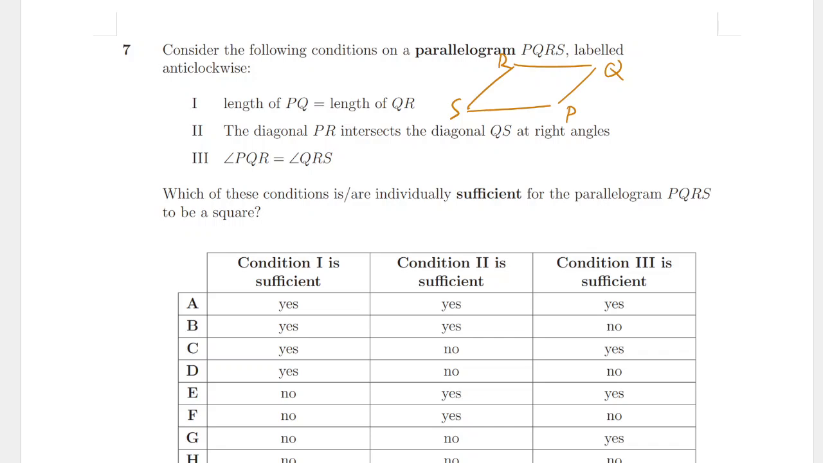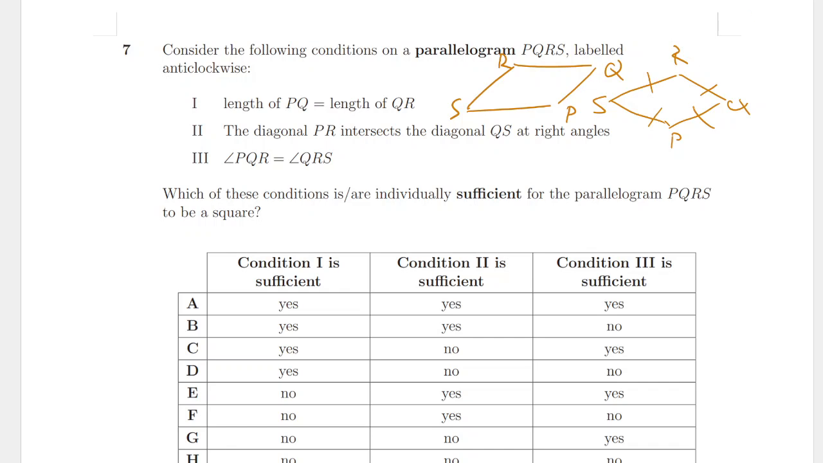So option 1, length of PQ equals length of QR. Okay, so I already have in my head what shape I have to draw. I could draw a rhombus, right? A rhombus is not a square, but a rhombus is a parallelogram, right? So if I draw a rhombus, I've destroyed it, right? So this is P, this is Q, say, this is R, this is S. Well, PQ equals QR, so all 4 sides will be the same because it's a parallelogram, right? Then I get a rhombus, right?